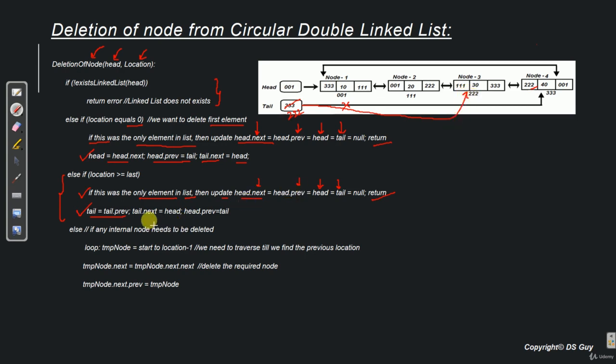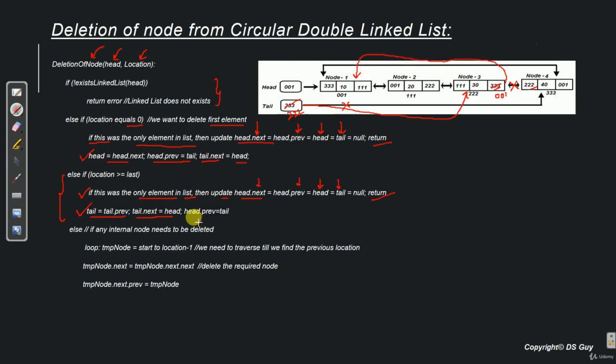Once that is done, we see tail.next is equal to head. So what is tail right now? 222. What is tail.next? This reference over here. So we have to update this and make it equal to head, which is 001. So this will disconnect this connection and establish a new connection with node 1.